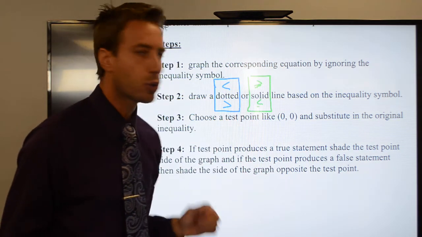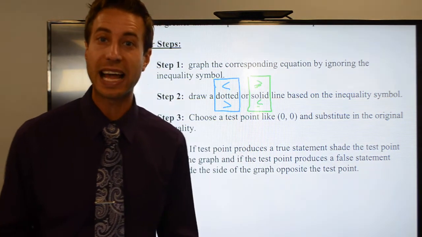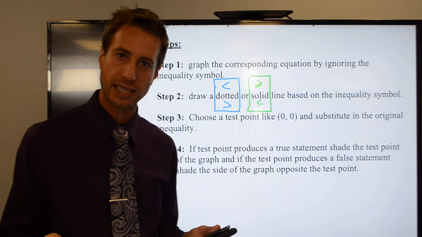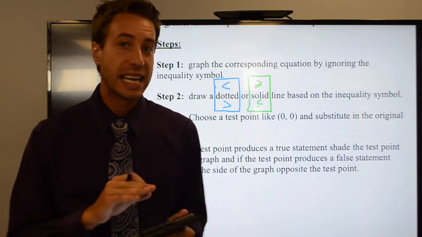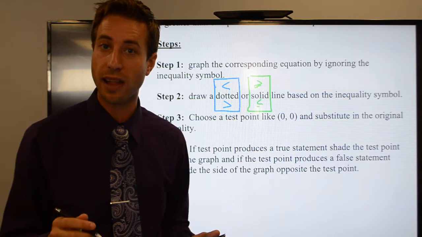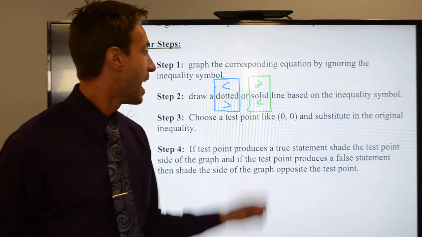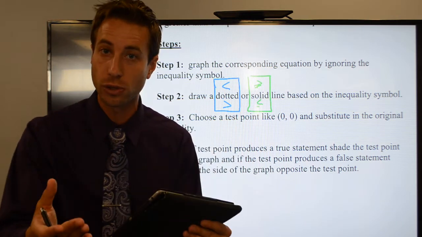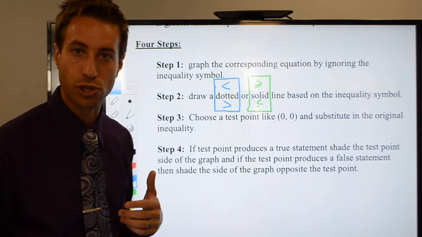And remember, the equal to means that the line would be included. That's why we draw a solid line, because any point on the line is also a solution. It satisfies the inequality. But when it comes to strictly less than or strictly greater than, the line is not part of the solution. If you pick points that fall directly on the line, they do not satisfy the inequality. They don't give you a true statement. And so we'll use a dotted line just to say to people, hey, the shaded region is your solution, but that dotted line doesn't count. It's not included in the solution set for the inequality.